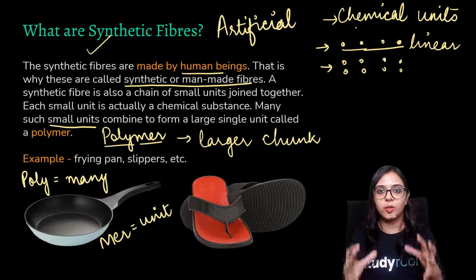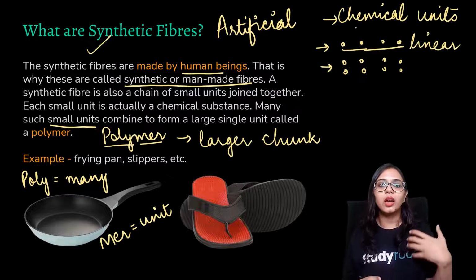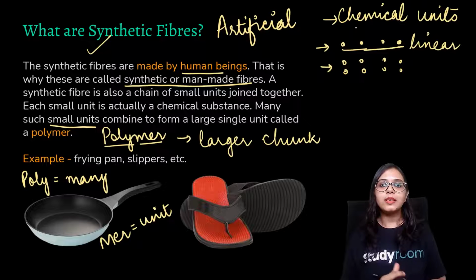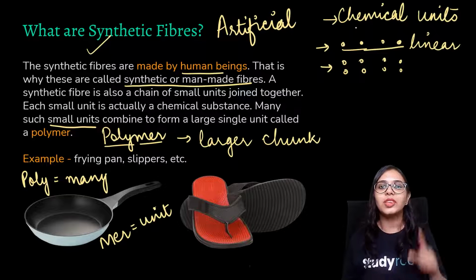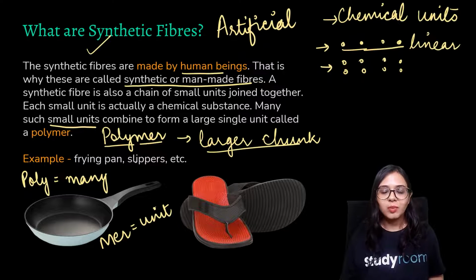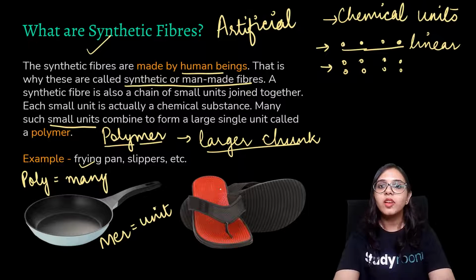So when many of these small chemical units, these synthetic fiber units which we are procuring artificially from the raw materials in the environment, combine together, we get one larger chunk, and this larger chunk is called a polymer. A very common example of a polymer is a frying pan. The material used in a non-stick frying pan is actually obtained from synthetic fiber. A slipper also is not made up of natural fibers, it is made up of synthetic fibers.